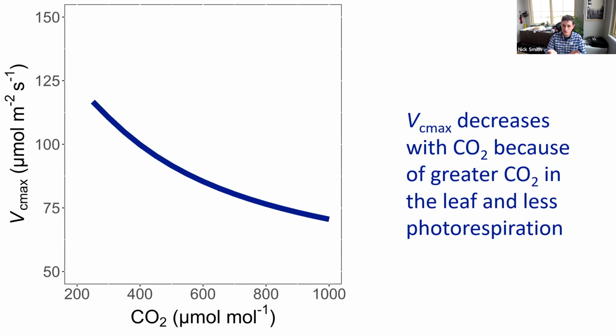With elevated CO2, we would predict that the Vcmax would actually decrease. So if there's more CO2 inside the leaf, the plant doesn't need to have as much rubisco to take advantage of the light that's available to it. And so what a plant can do is downregulate the amount of rubisco in its leaves, and therefore not use as much nutrients to build that rubisco under elevated CO2.